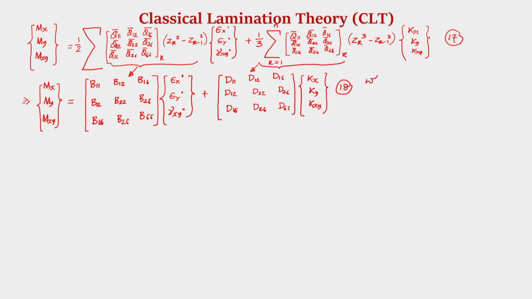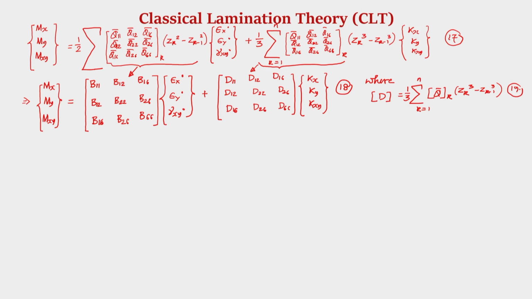where D is the sum over all the layers of 1/3 q bar k into z k cube minus z k minus 1 cube. So, this is your equation number 19.